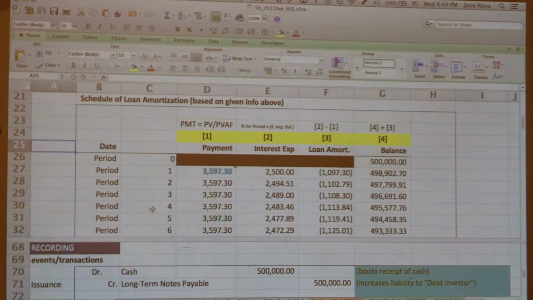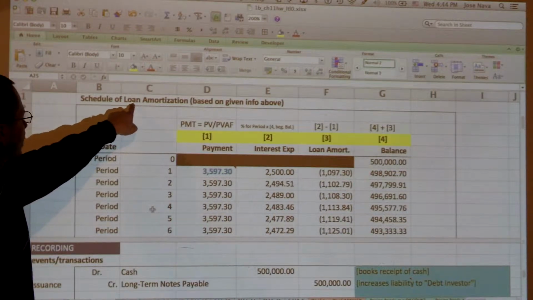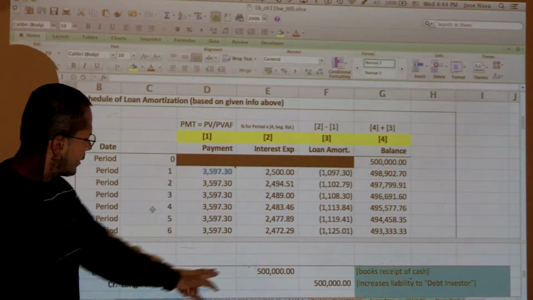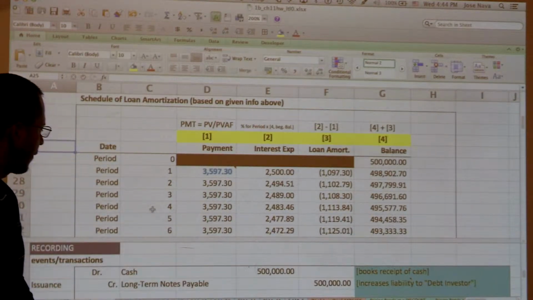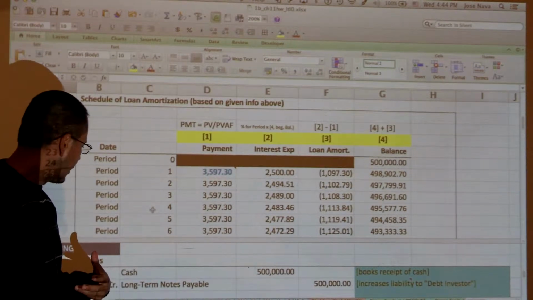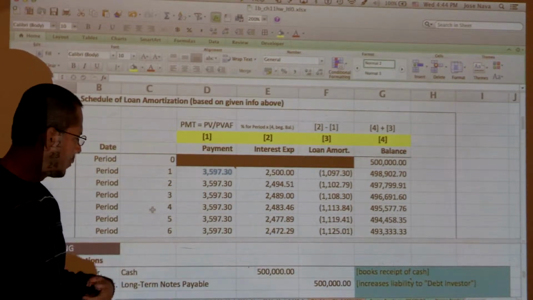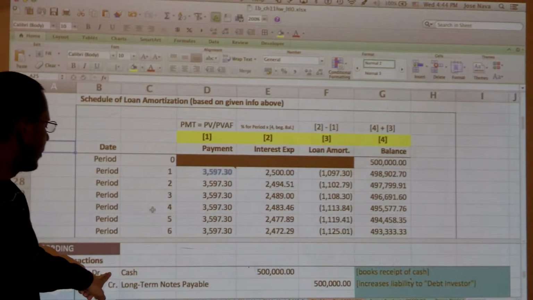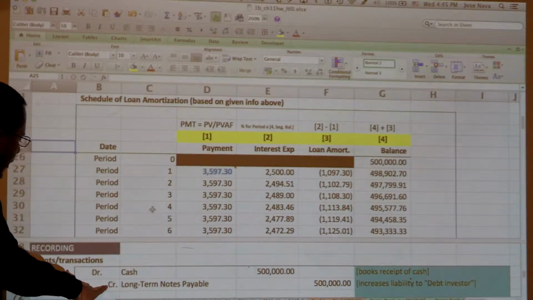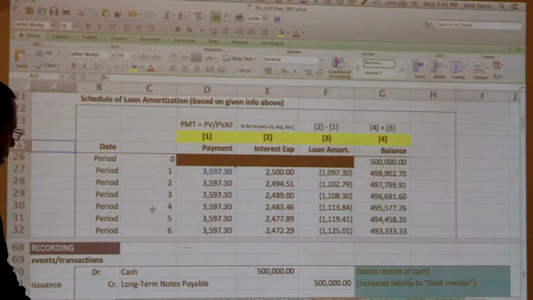In this problem, we're given a schedule that amortizes a loan. It's also given that the loan itself is for the amount of $500,000. So we are the issuers of the note, and we're the ones borrowing the money. So we have cash debited for $500,000, and we have a credit to a long-term liability, in this case called long-term note payable.